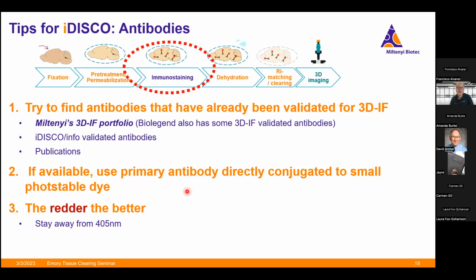If available, use a primary antibody directly conjugated to a small photostable dye, again speeding up this process. And then in terms of light sheet, the redder the better. So try and stay away from 405. You get much better signal to noise in the more red portion of the spectrum. I always jump in on this and remind people that there are nuclear stains in every wavelength of light. You don't have to use DAPI if you want to be able to see your nuclei. You can use something that's farther red, like DRAQ5 or TO-PRO-3.